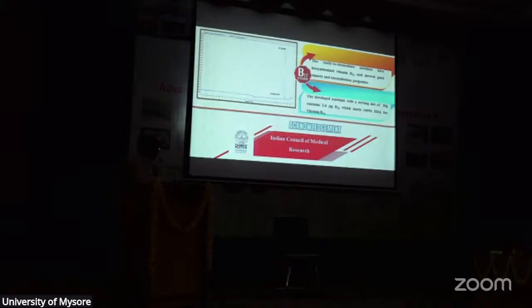This is the final conclusion. The chromatogram of vitamin B12. With the developed product, a 20 gram serving provides 100% of the RDA recommended by the ICMR. 2.4 microgram is the requirement, and it is giving more than 2.6 microgram. And I am concluding this presentation by acknowledging the ICMR for funding this research. Thank you.